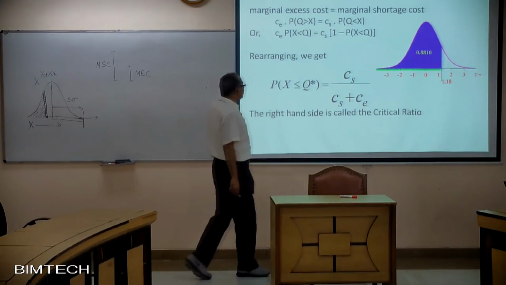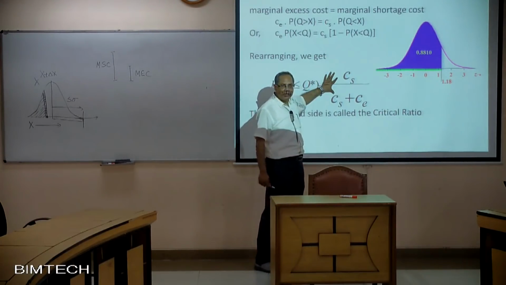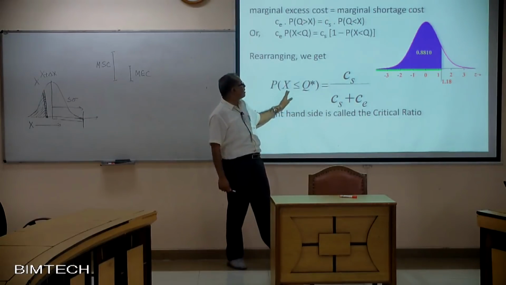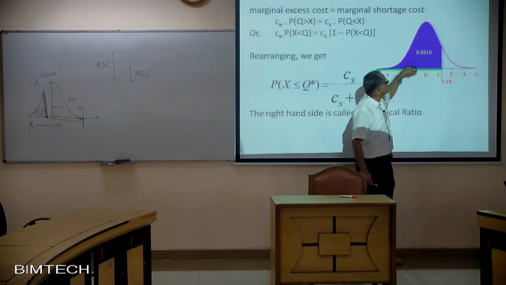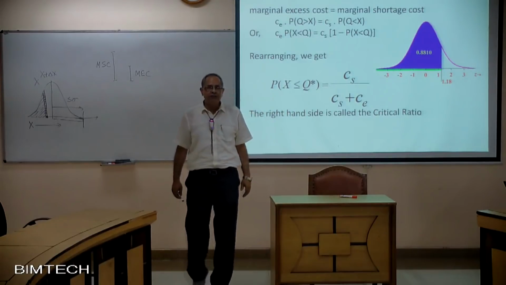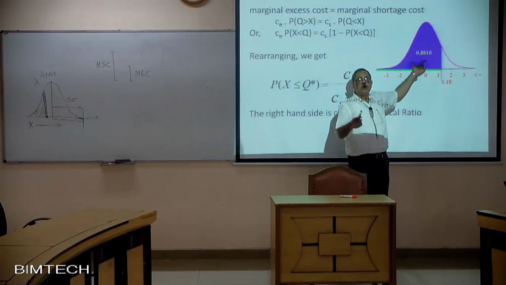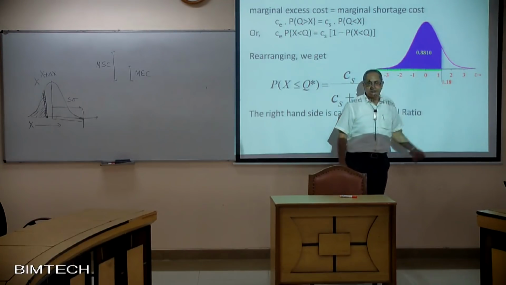So what are we going to do? Very simple. We calculate the critical ratio. Use the critical ratio. What is the critical ratio? The critical ratio is the probability of x less than or equal to q. And what is that probability? The probability is nothing but the cumulative area under the normal curve. So the critical ratio gives me the cumulative probability. I go to the standard normal table, use this value of cumulative probability to find out the z value.